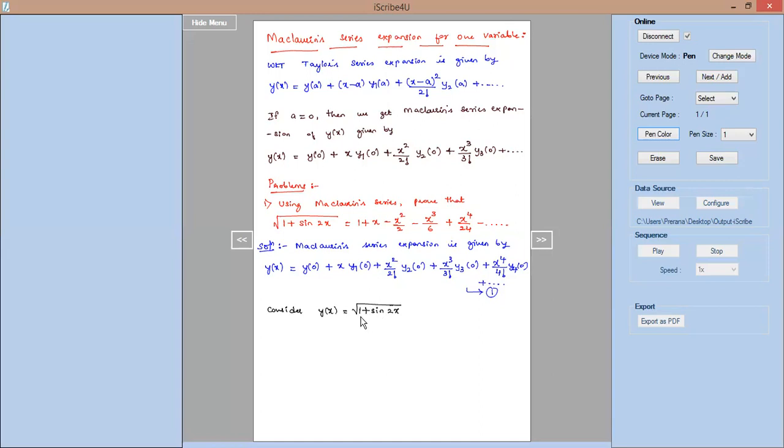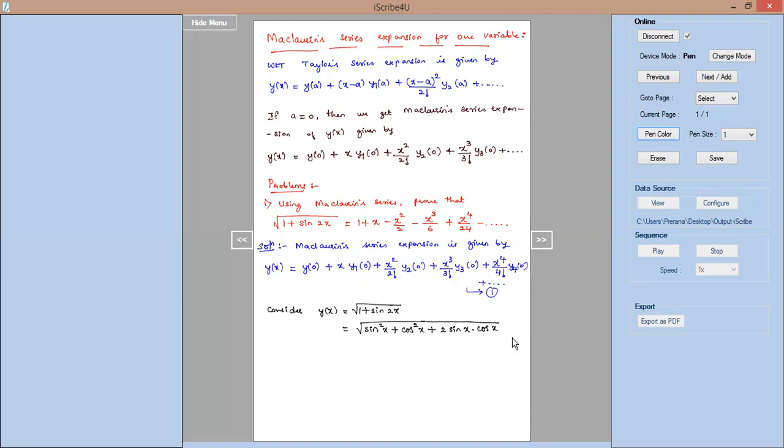Now using the identity, 1 can be written as sine square x plus cos square x, and sine 2x, using the double angle formula, can be written as 2 sine x into cos x. This entire expression is under the root, so that this is now of the form a square plus b square plus 2ab.